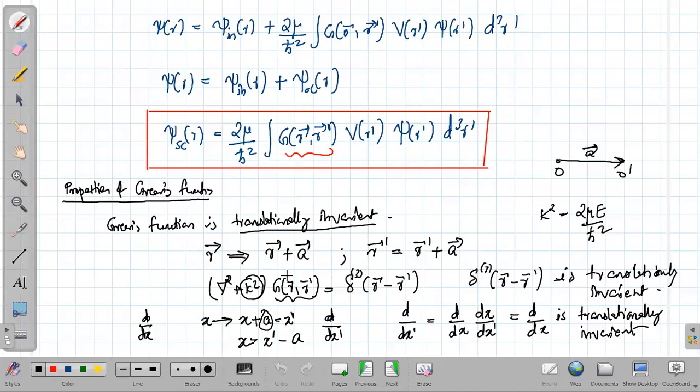If you want, you can revise the topic of Green's function that you already studied in your mathematical physics, and you can also go through the properties of the Fourier transformation, because in the next class we'll be using Fourier transformation to some extent to find the explicit form of the Green's function.